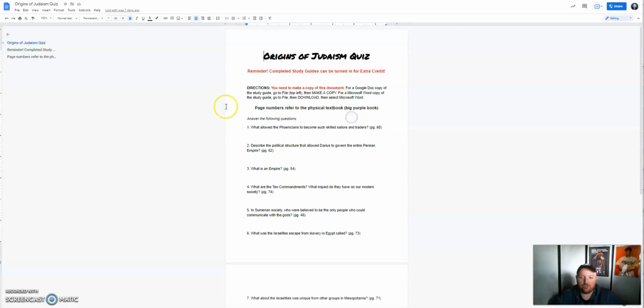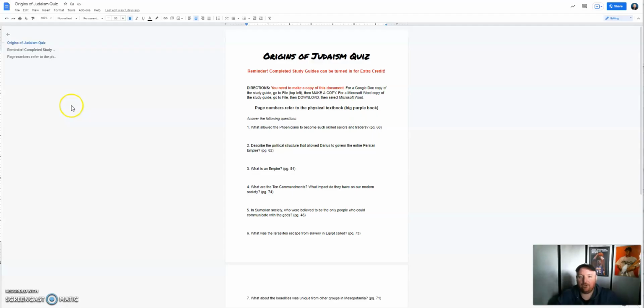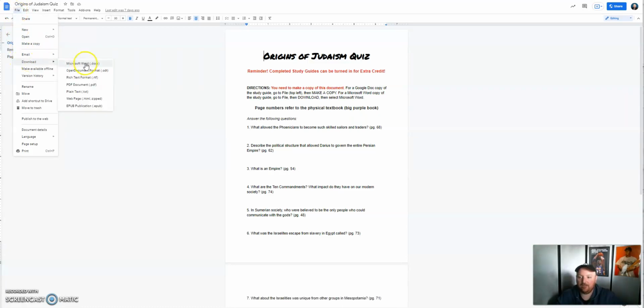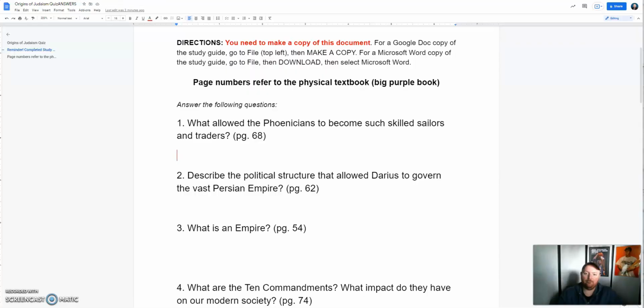So this is, again, if you have Gmail and you want a Google Docs version, File, make a copy, rename it, hit OK. If you prefer a Microsoft Word or maybe a PDF, you can go to File, Download, then Microsoft Word or PDF. And yeah, Microsoft Word is probably the preferred one. So again, File, Download Microsoft Word, and then you will get a Microsoft Word version of the study guide. So pick whichever one you want. And I'll give everybody a second. You can pause the video right now to get your study guide ready, and then we will jump into the questions.